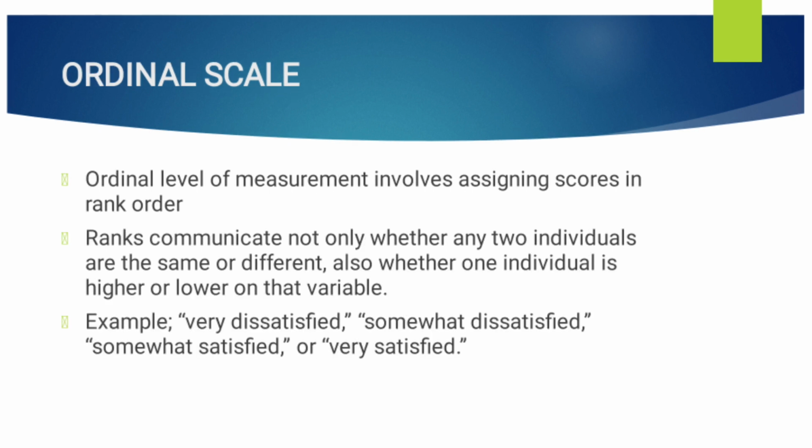And the next is the ordinal scale. The ordinal level of measurement involves assigning scores in rank order. That means we assign the data into different ranks or categories. We can classify it as rank 1, rank 2, rank 3, and also we can classify the opinion of a subject from very dissatisfied to very satisfied. Very satisfied means rank 1, and very dissatisfied is the least rank. In that way we can classify into different rank orders.